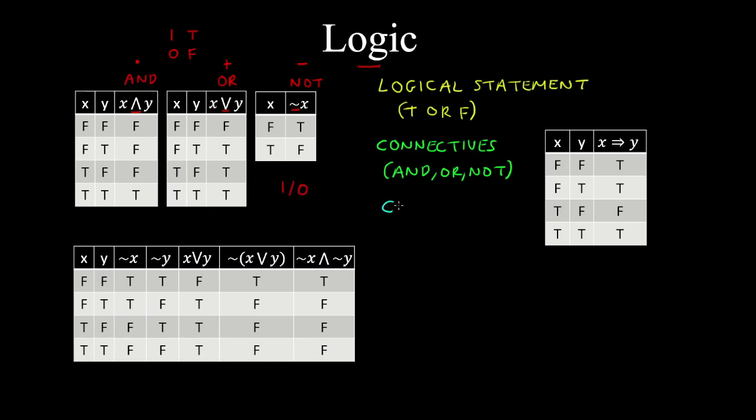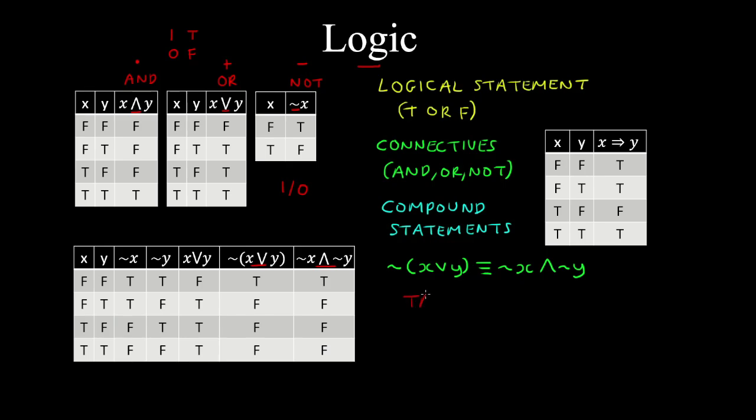Now compound statements are equivalent if they have the same truth values for any set of truth values. So an example is De Morgan's law, being not (x or y) is equivalent to not x and not y. So these two expressions have the same truth values for all permutations of the inputs x and y. And this is also true for De Morgan's second law.